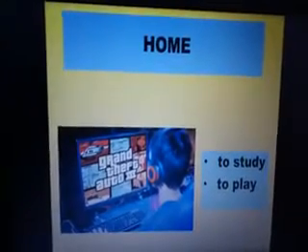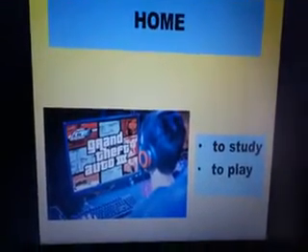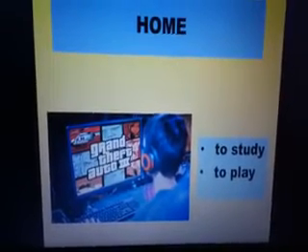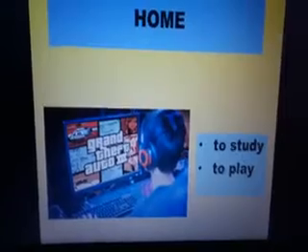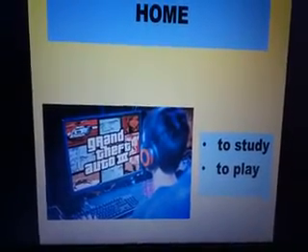The first place where computers are used is your home. You can use computers at home to study and also to play. Here you can see one small boy playing that very famous game Grand Theft Auto.